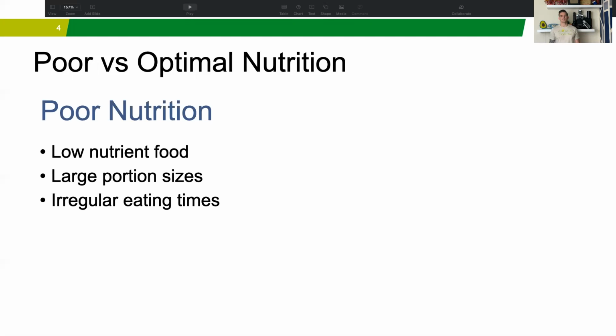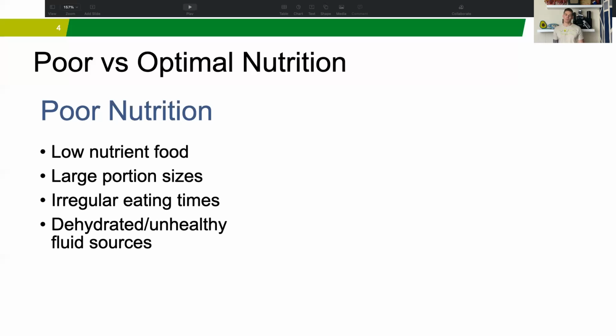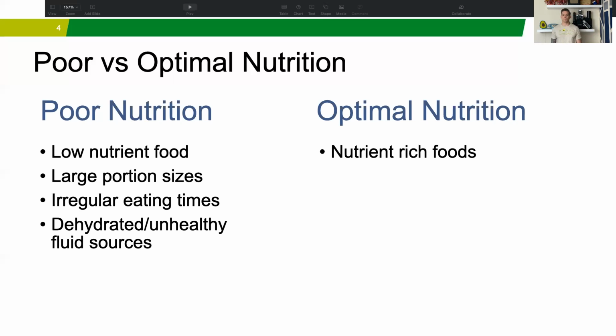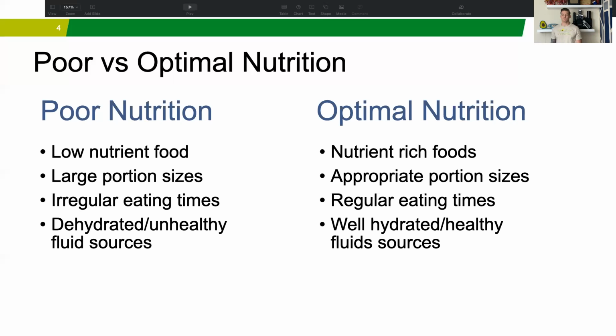Irregular eating times, so you don't have a set routine when it comes to eating. Now I know people will say to me, oh, I work shifts, so I have to eat at different times. That's correct. But on the same day, when you do the same shift, make sure you're eating at the same times. And generally, poor nutrition will be dehydrated and they use unhealthy fluid sources. And we've spoken about this a lot. Optimal nutrition then is nutrient-rich foods, appropriate portion sizes, regular eating times, and being well hydrated from healthy fluid sources, i.e. water.